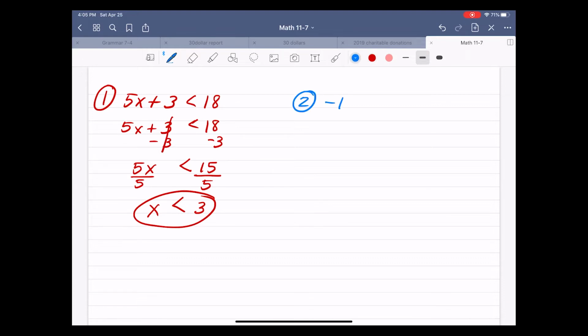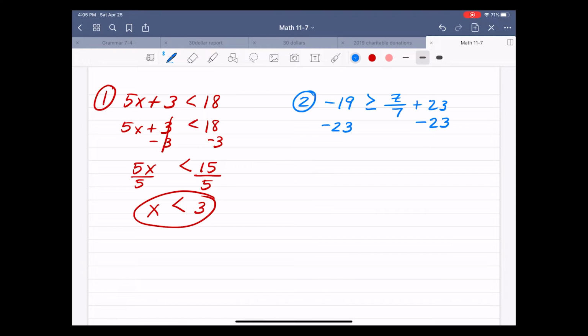Negative 19 is greater than or equal to z over 7 plus 23. So the first thing I want to do is get rid of my number that is not connected to a variable. So that would be my plus 23. The inverse of plus 23 is minus 23. I'm going to subtract 23 from the right and 23 from the left.